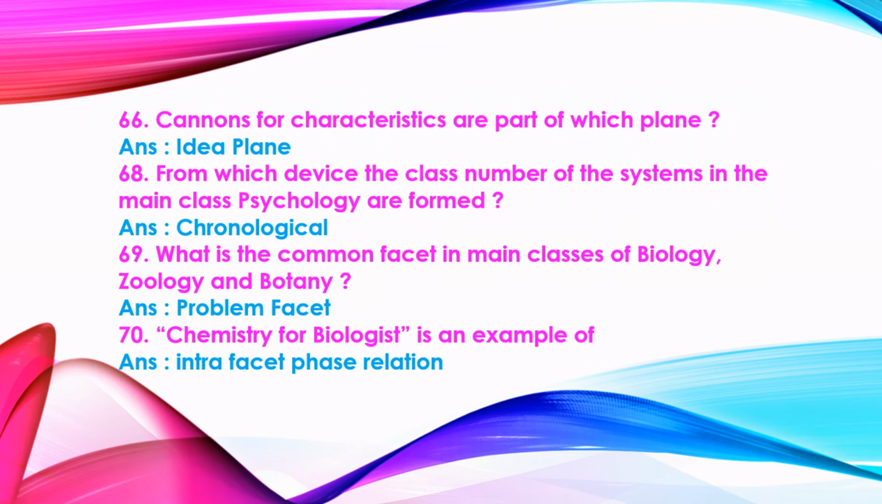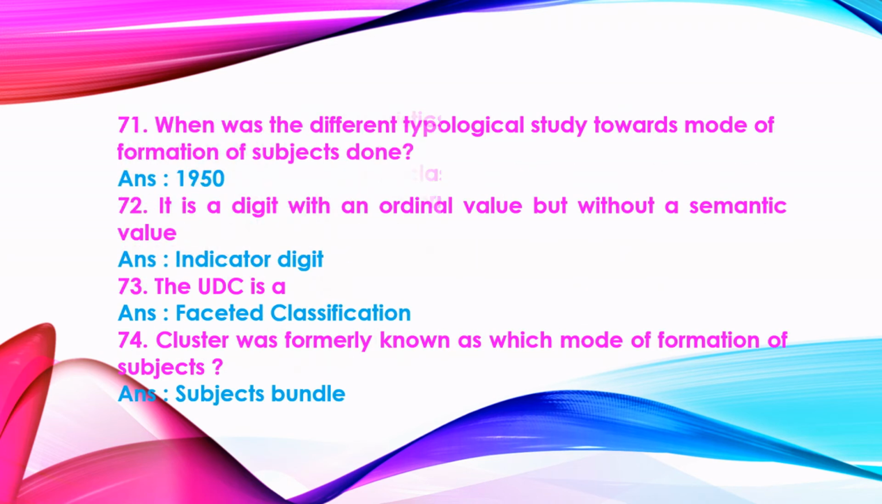Canons for characteristics are part of which plan? Idea plan. From which are the class numbers of the systems in the main class psychology formed? Chronological. What is the common facet in main classes of biology, zoology and botany? Problem facet. Chemistry for biologists is an example of intra-facet phase relation.